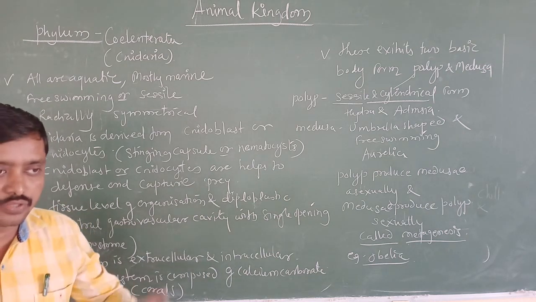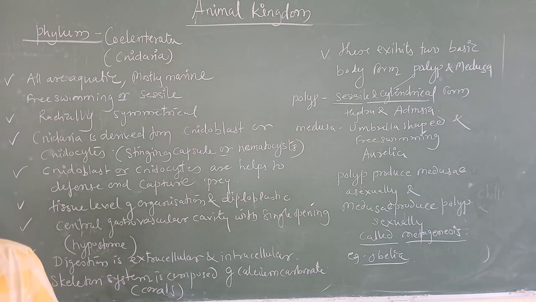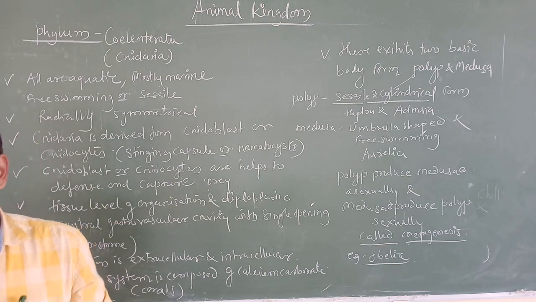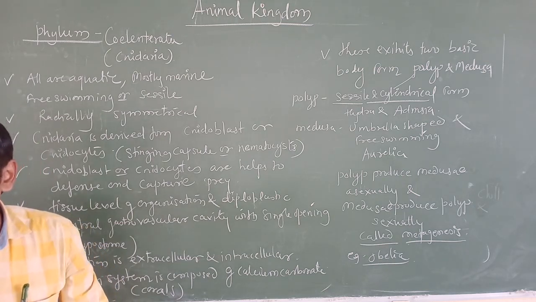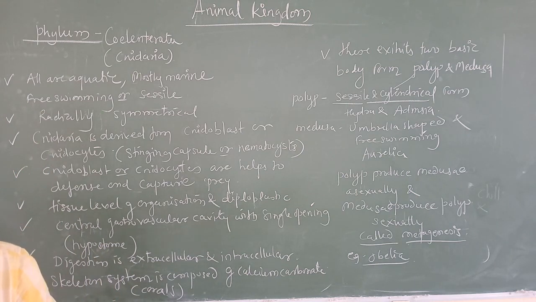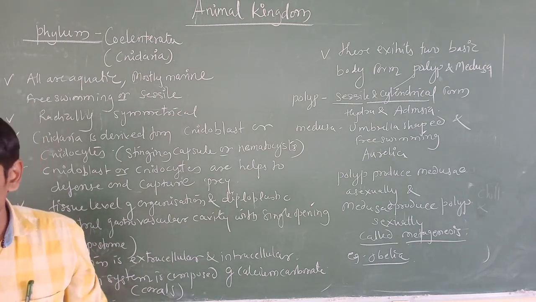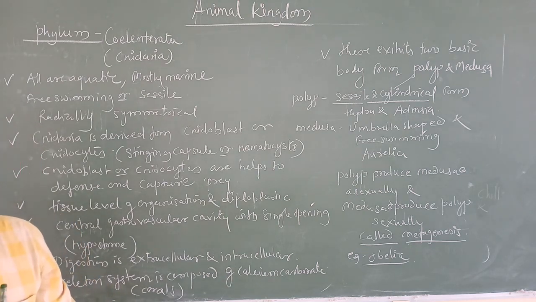In the water canal system, we studied the ostia, spongocoel, and osculum. Through these, water moves inside and comes outside with the help of the osculum. Then we studied the specialized type of cells, choanocytes. Then we studied digestion, which is intracellular, and the skeleton, if present, which consists of spicules or spongin fibers.